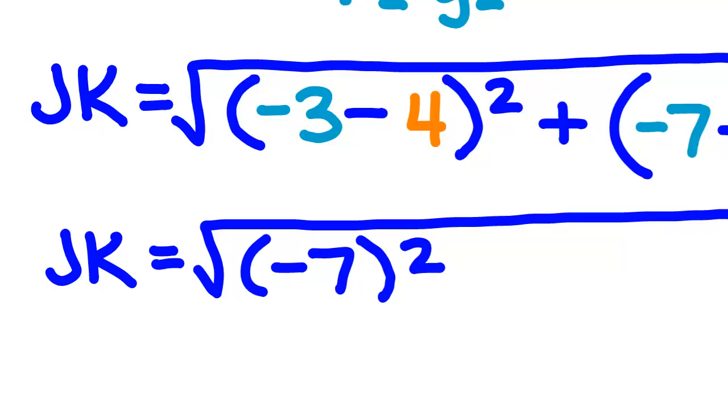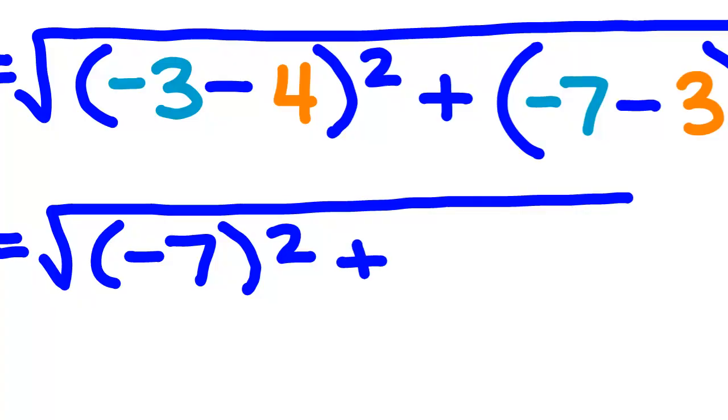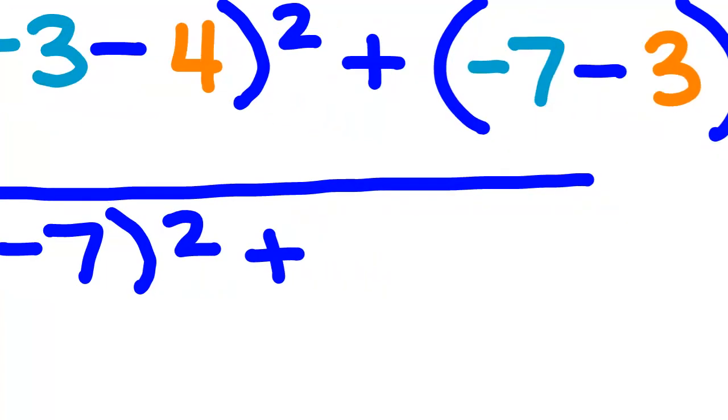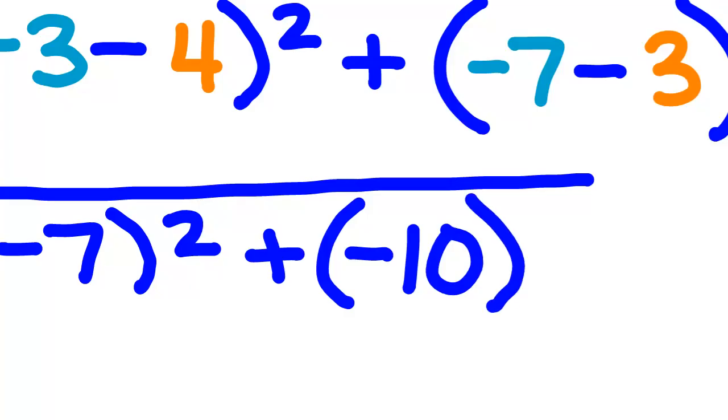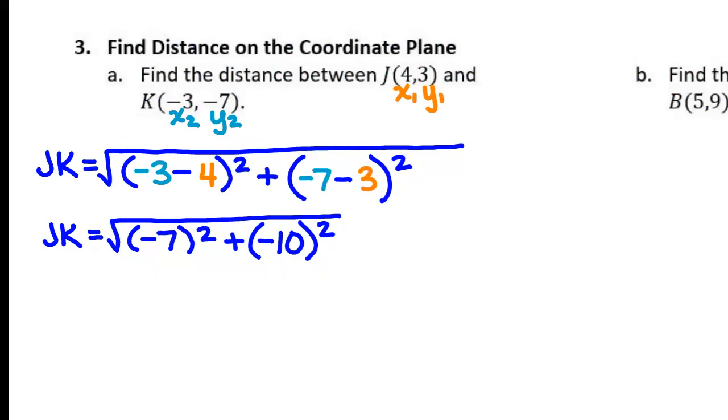We still have the parentheses around it, and then we square it. Plus, drop that plus sign down. Now we're going to simplify the second set of parentheses, negative 7 minus 3, which gives us negative 10. Close the parentheses and square it. It is really important that you leave the parentheses around these numbers.